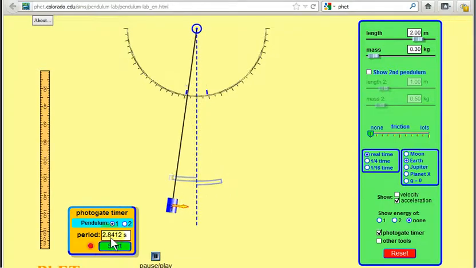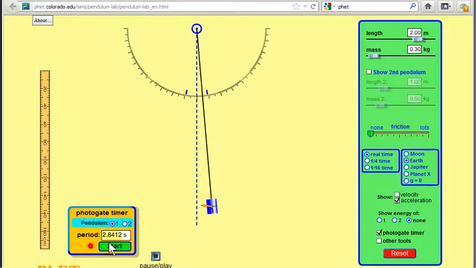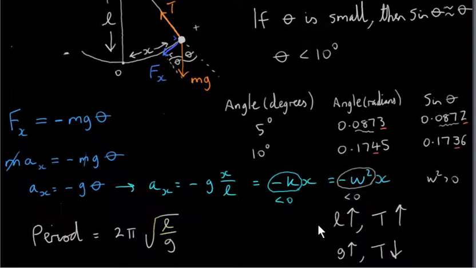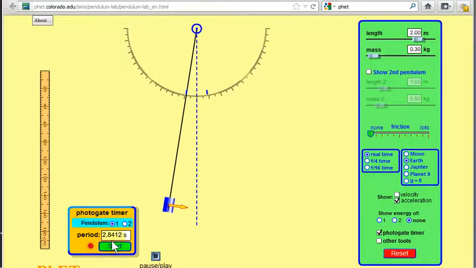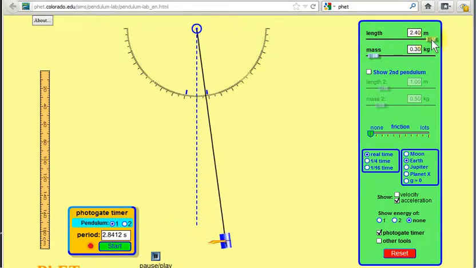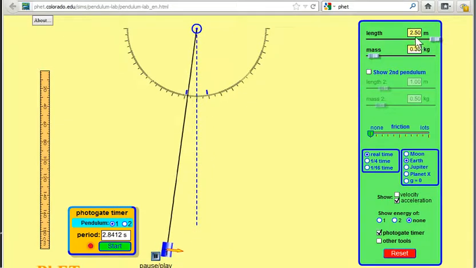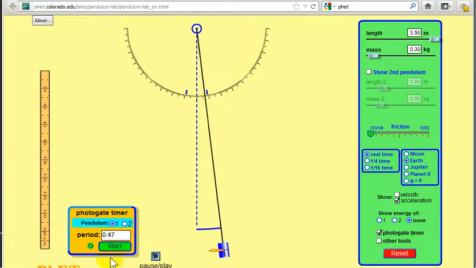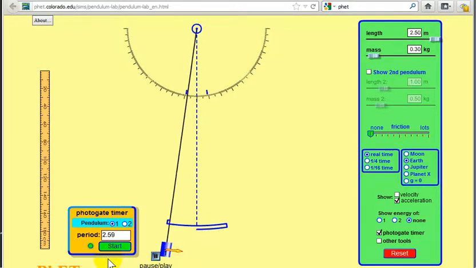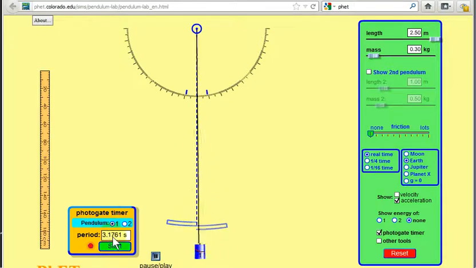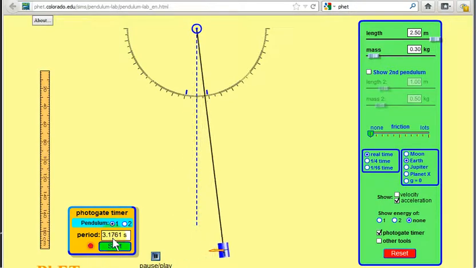So the time taken is still 2.84. Now we will increase L. As we saw before, if we increase L, we increase the period T. So let's increase L. I set it here to 2.5 meters, and let's look at the period. See, it's gone up to 3.17.